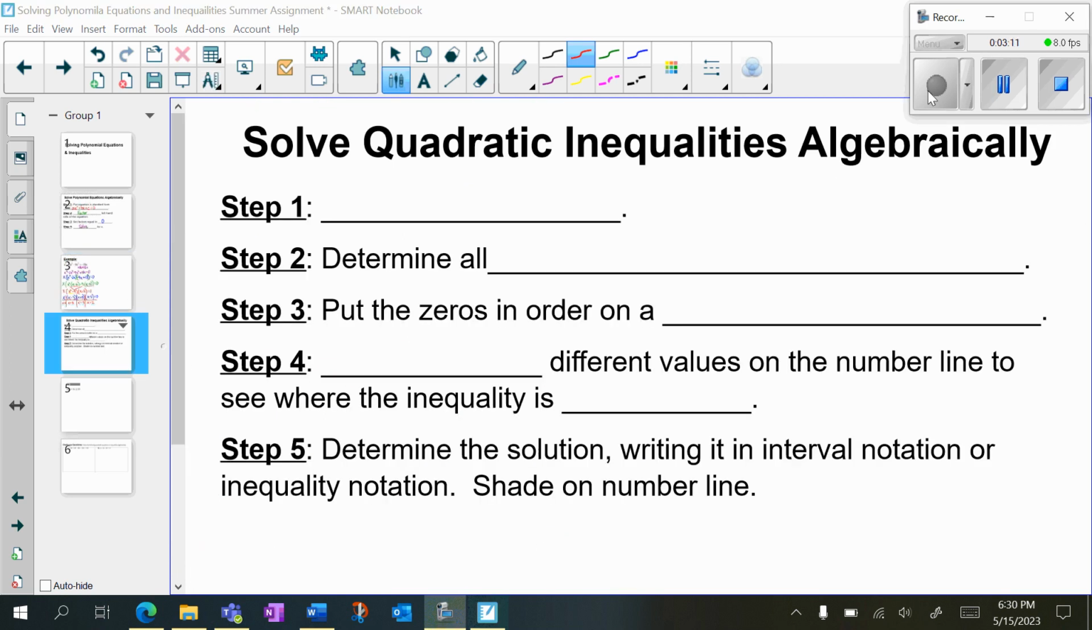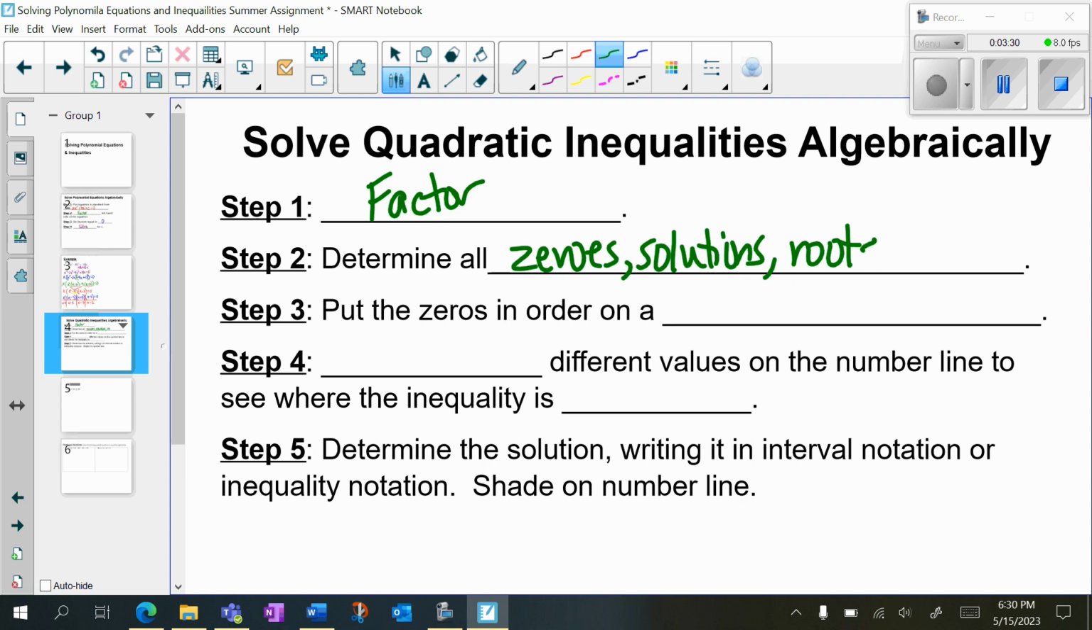Next, we're going to solve quadratic inequalities algebraically. So in order to do this, the first thing we're going to have to do is factor. Then we're going to determine all zeros, or solutions, or roots. Then step 3, we're going to put the zeros in order on a number line. Then we're going to test different values on the number line to see where the inequality is true.